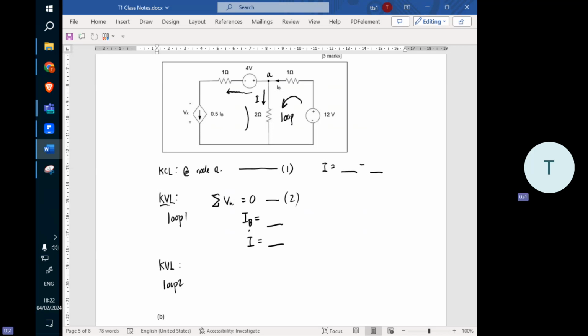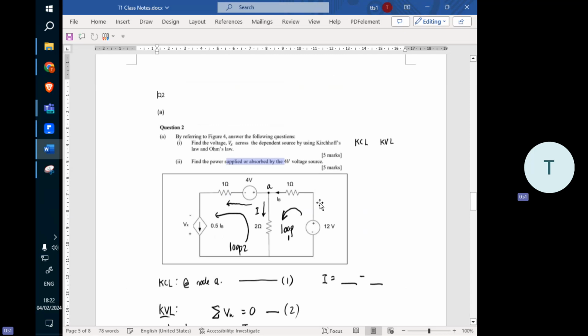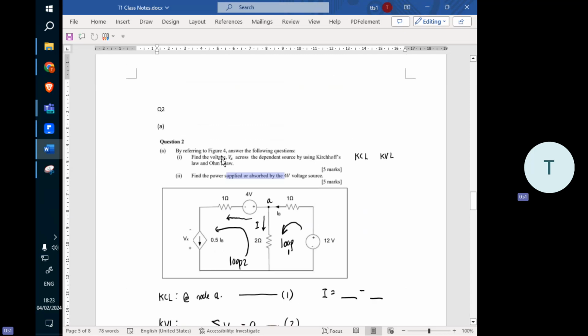KVL at loop number 2 here is to sum all the voltages in this loop. We call it loop 2. This is the loop 1. After you've done that, sum all the voltages equal to 0. That's going to be your third equation. After you've done this one, you'll be able to find the voltage Vx. After you find the voltage Vx, that is part 1.